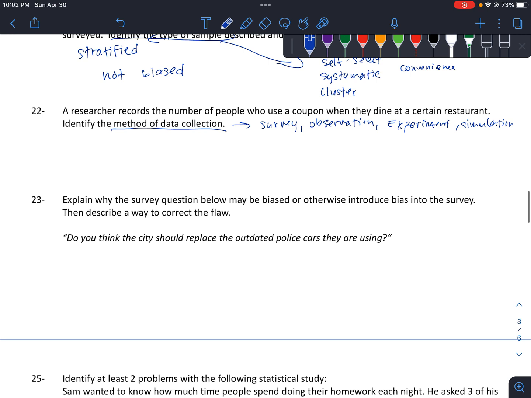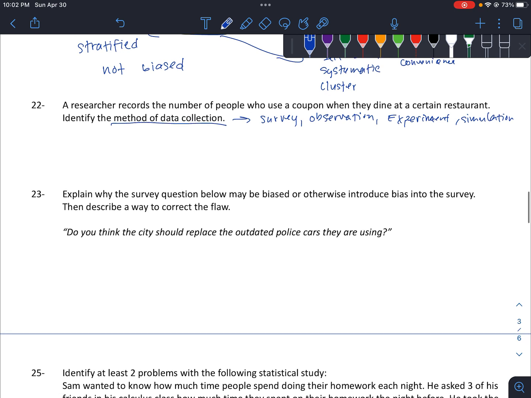Okay, so in this one anyway, a researcher records the number of people who use coupons when they dine at a certain restaurant. Identify the method of data collection. So I would assume this is not much of an experiment, a simulation, or a survey. You're just going to have to merely watch as it happens. So I would say an observation.